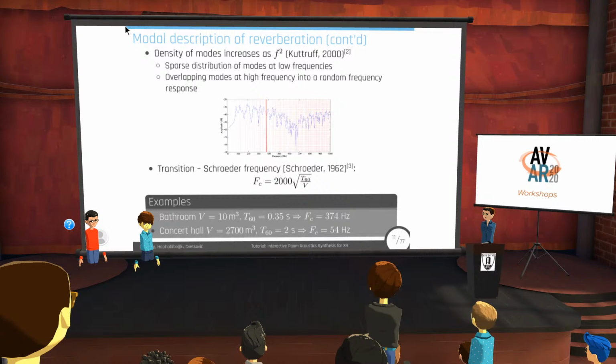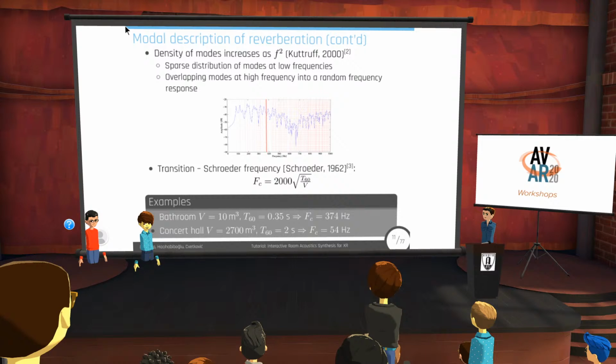Now, the transition frequency between these two areas where the modes are sparse or overlapping was a seminal contribution by Schroeder. It's called the Schroeder frequency. Its value is calculated as 2000 times the square root of T60 over V, where T60 is the so-called reverberation time, which we're going to define in a couple of slides, and V is the volume.